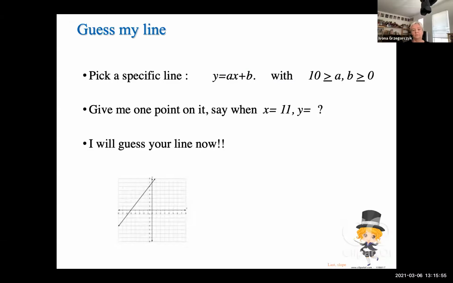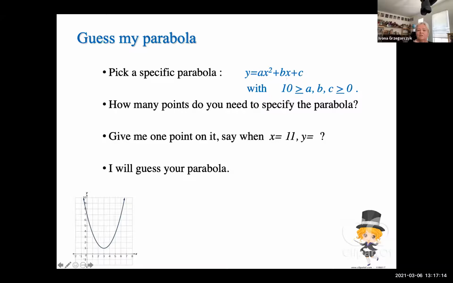Okay, now I want you to write your own parabola. And again, because I will have to do some calculations in my mind, please make these coefficients positive and smaller than 10. Okay, so everybody has a parabola ready? Now I want you to calculate, let's say for x equal 11, how much is y? I gave you a bigger number because that's easier for me. Is anybody ready?